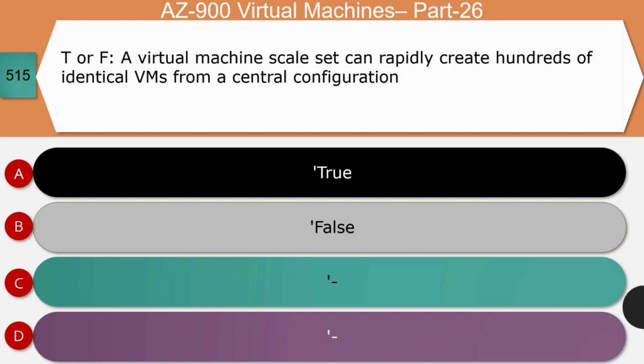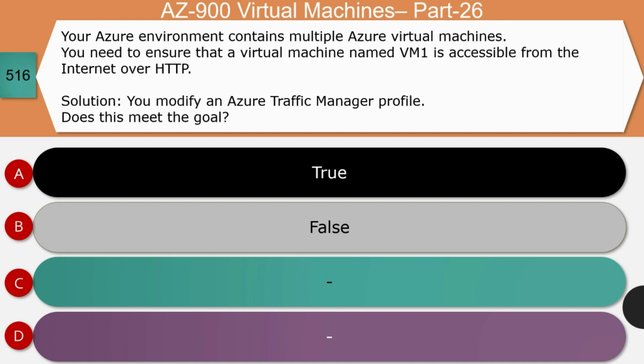Next question, true or false? Virtual machine scale set can rapidly create hundreds of identical VMs from a central configuration. Is it true or false? The right answer for this question is true. Let's see the reason. Using VM scale set, you can create as many VMs of the same type based upon demand to achieve scalability and high availability from an initial centrally configured VM. And so the right answer for this question is true.